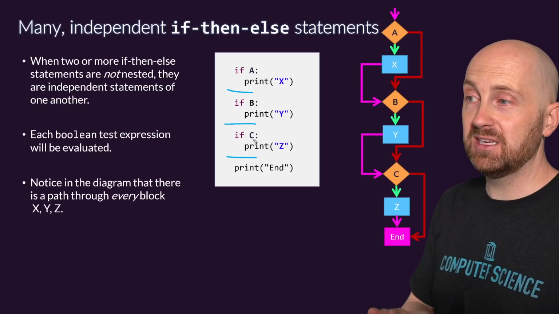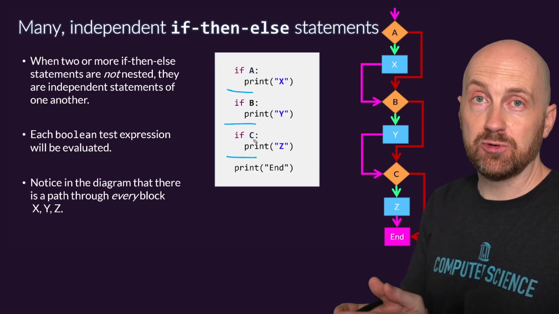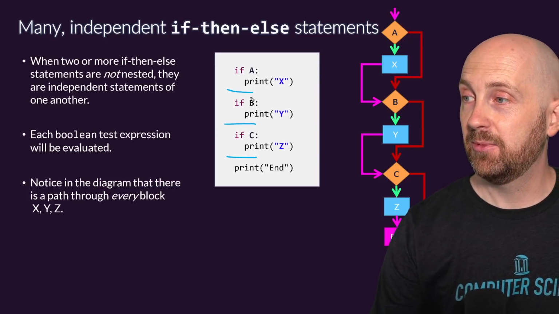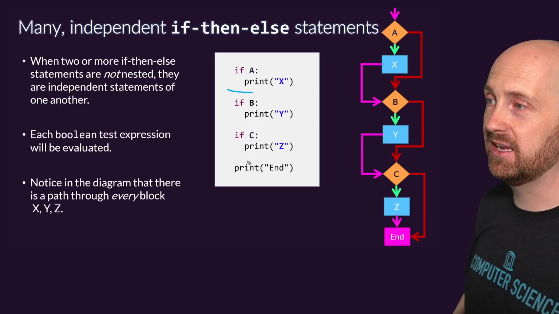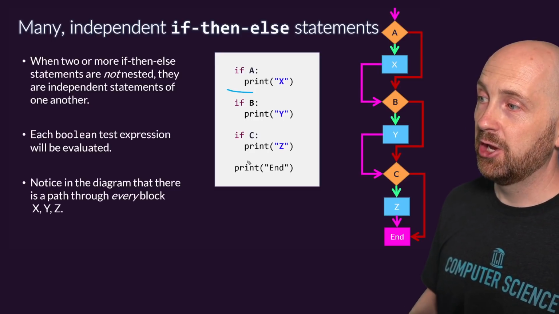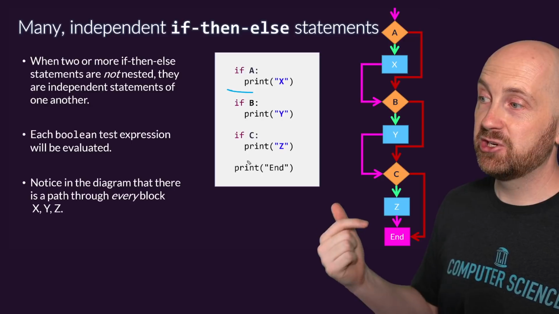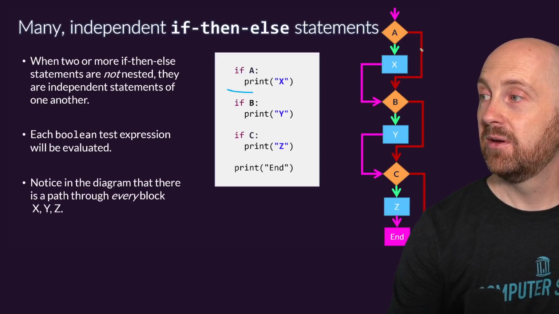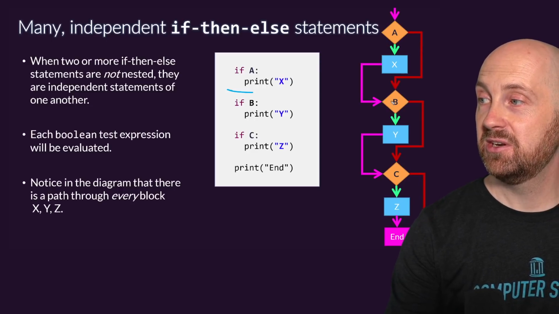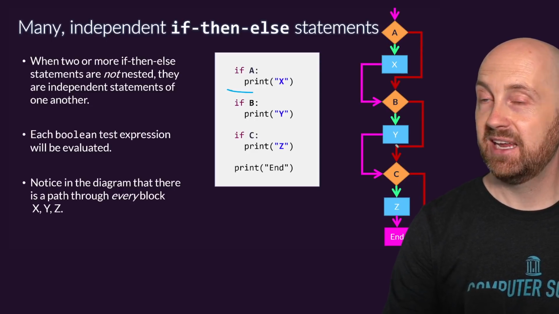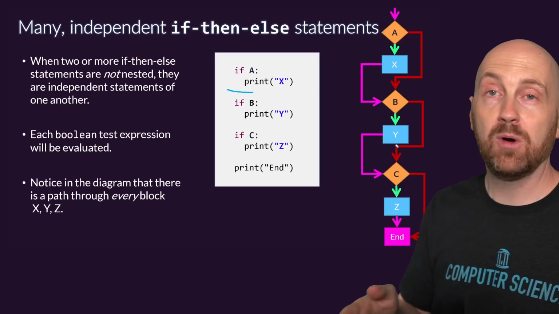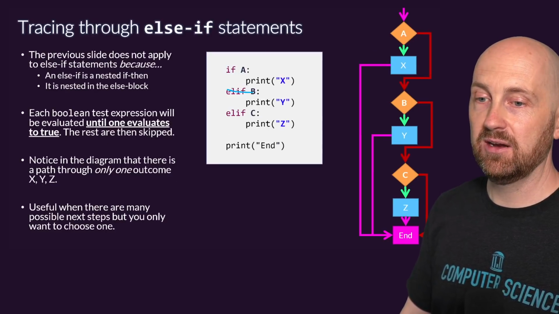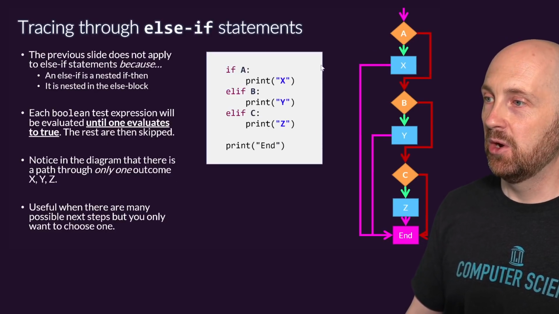So with this code listing, each of those conditionals could evaluate to true, and we could see each of those print statements evaluated. In a flowchart, as we're seeing here on the right-hand side of the screen, notice that there's a path through each of X, Y, and Z, right? So A can either go to X or to B, which is another decision, another if. And once again, when we reach that if, there's a path through all of X, Y, and Z.